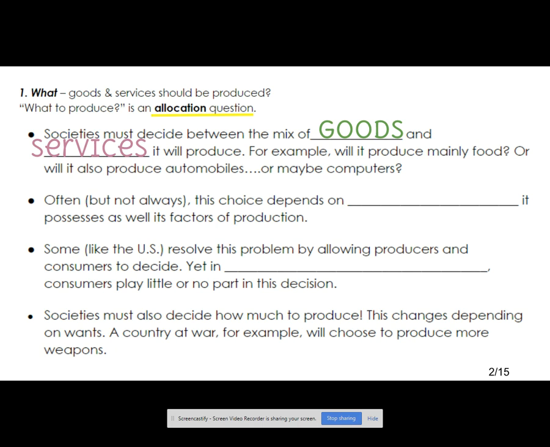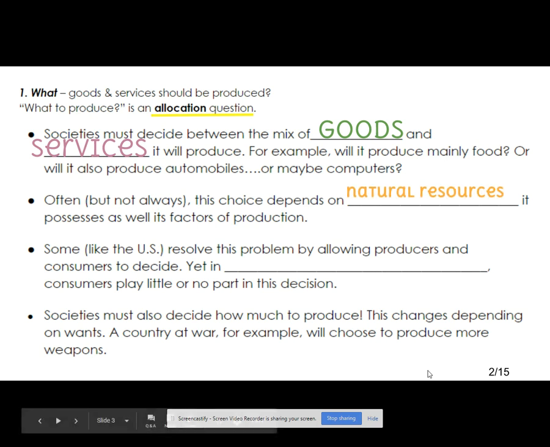All right, so we talked about guns and butter in the last unit. And this kind of goes with it in the fact that we have to make choices. We only have limited resources. So are we going to produce more goods or more services? Often, but not always, this choice depends on natural resources it possesses as well as its factors of production. And we're going to talk about factors of production tomorrow, later in this period.